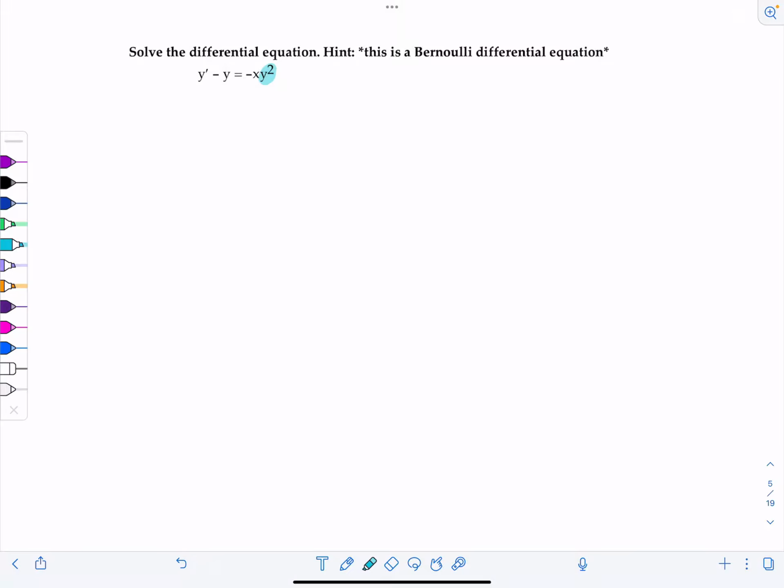So let's start identifying what we know from our typical linear differential equation, and then I'll tell you the little trick. So we still have the same setup: p of x is -1, and q of x on the right-hand side is -x. And then since we have y squared, we have y to some power. That's what makes it Bernoulli. We say n is equal to 2, the exponent, okay?